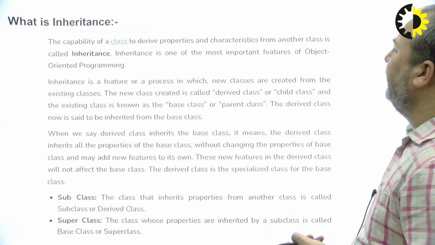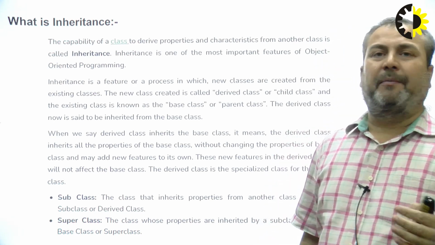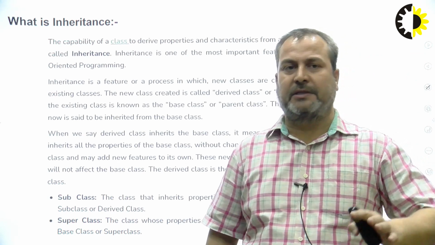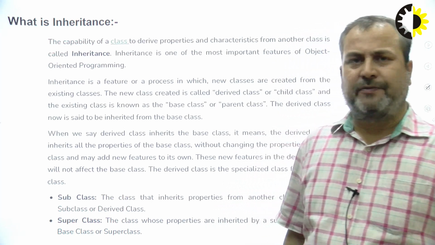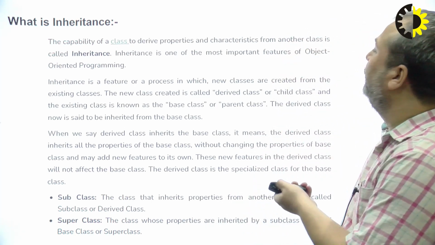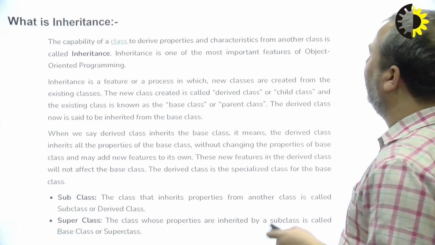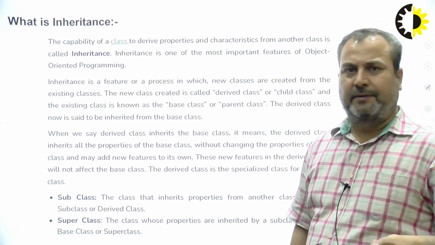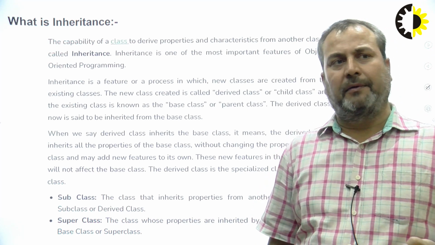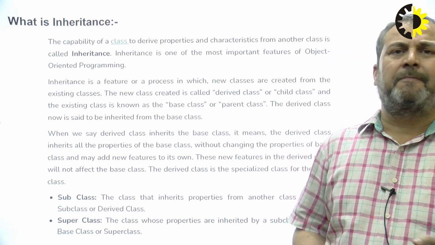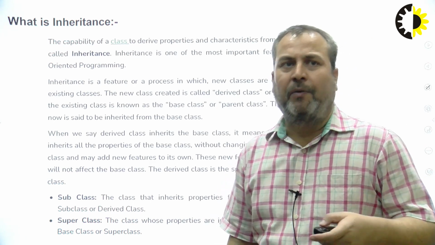As we have already discussed, in object-oriented programming, everything is just objects and classes, and their interaction. The capacity of a class to derive properties and characteristics from another class is called inheritance. A class contains data and methods, and methods means member functions. So this is how you can inherit.